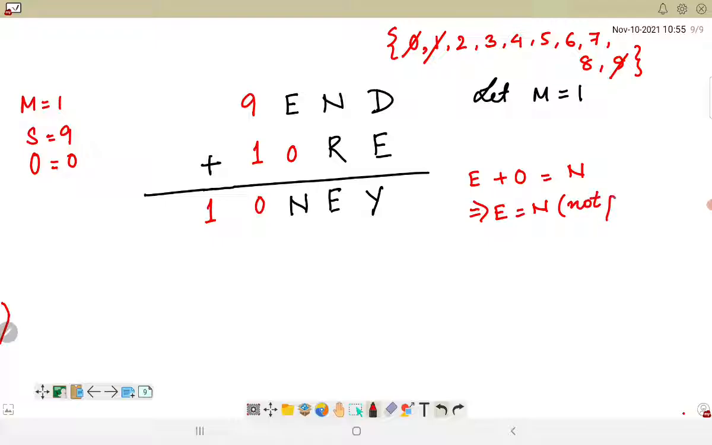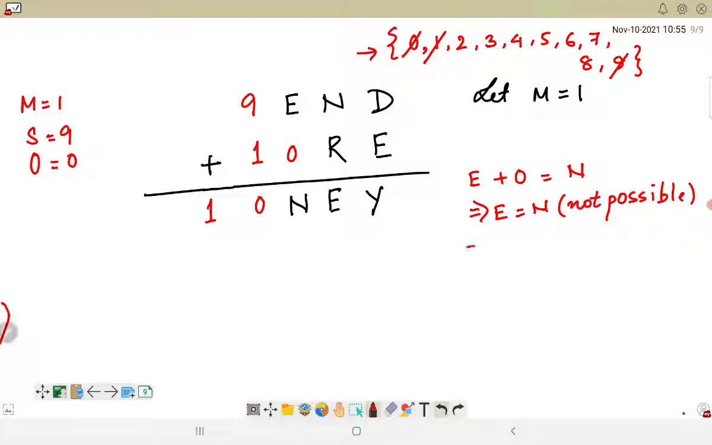Why? Because I cannot have two variables having the same value. So one constraint was this. The other constraint I forgot to mention is that no two variables or no two alphabets can have the same values. So e cannot be equal to n. So we have to find out a possible option where both of these values are not equal. So what is the easiest possible way?